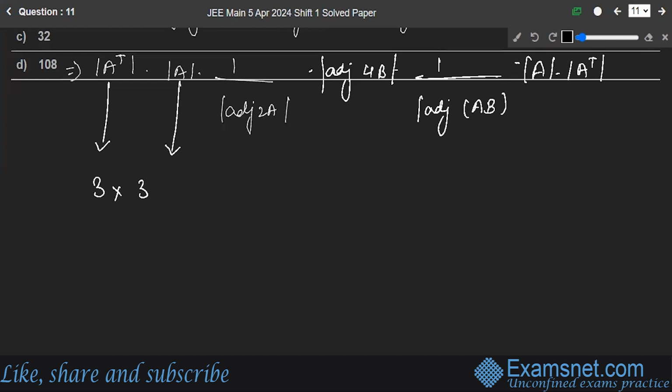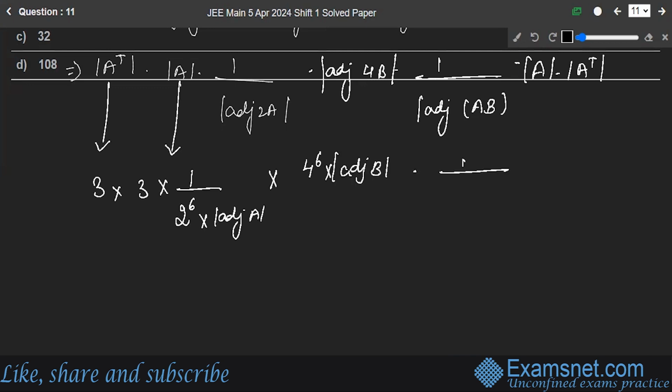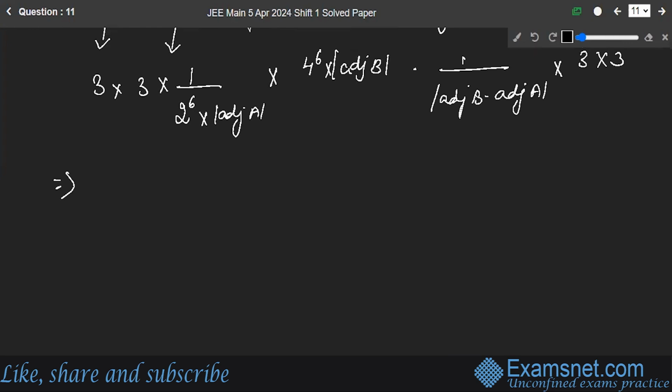This will give me 1 upon what is 2 power. This is a 3 by 3 order matrix. So this is 2 power 6 into adjoint of A into 4 power 6 into adjoint of B determinant into adjoint of B, adjoint of A multiplication into 3, because these two have the determinant as 3. So this gives me 9 into 1 upon this 2 power 6.